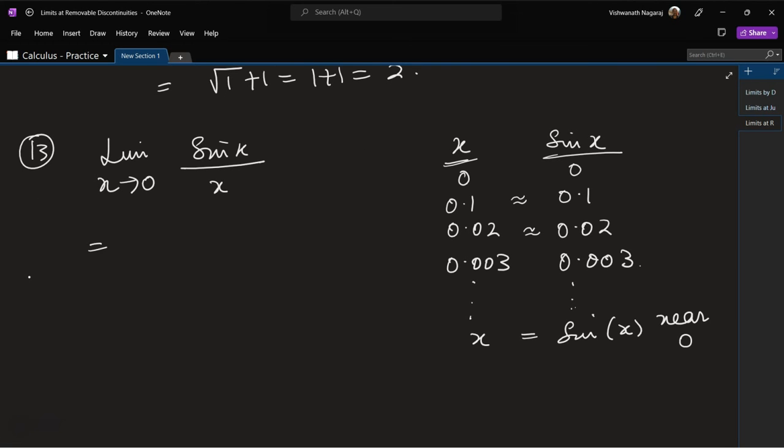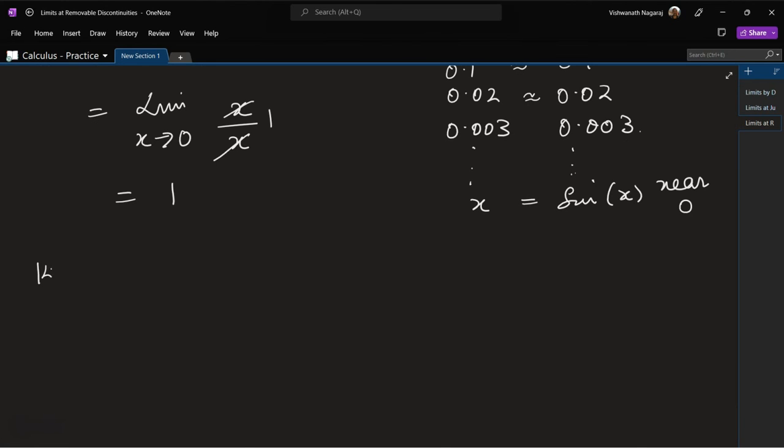This would be equal to limit as x approaches 0 of, now instead of saying sin x, because they are equal, I can say x by x, which is equal to, and these two cancel out, and we are left with 1, which is a constant, so I can say 1 is the limit. There are other ways to prove this much more mathematically rather than looking up sine tables. Okay, so that is the 13th one.